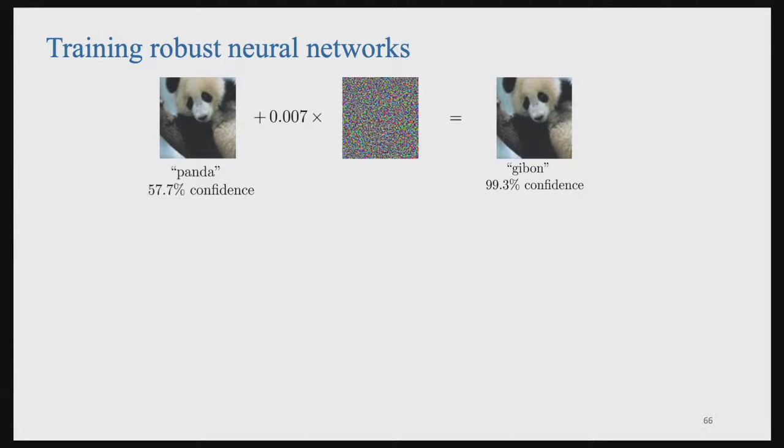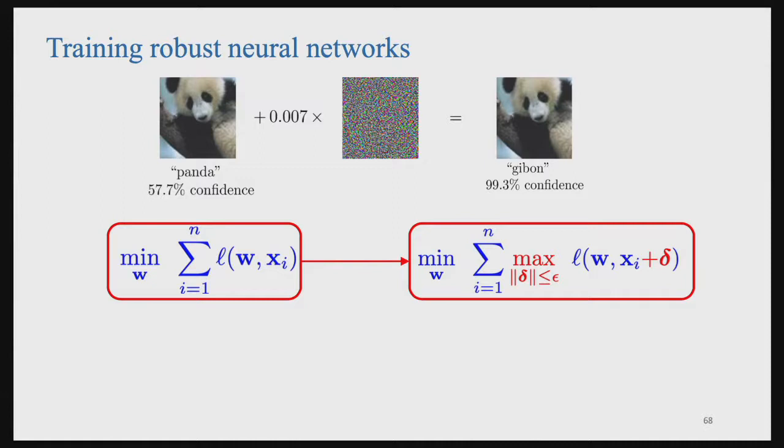The regular training is that you minimize the training loss. The xi's are your data points, and w are the weights of the neural network that you're training. And this is the robust optimization version, where for each training data point you try to find a perturbation delta that makes it worse. You can also put an index i if you like, so that the perturbation is for that data point.